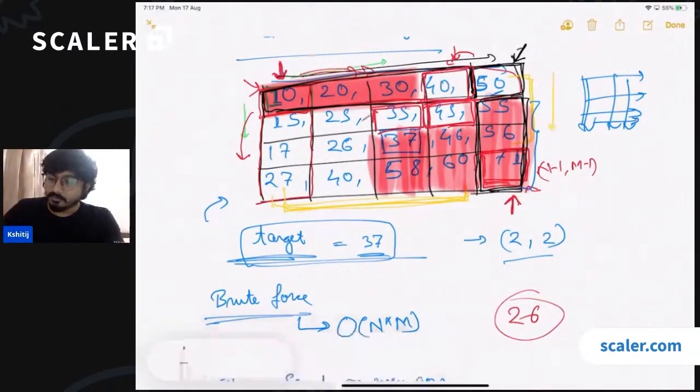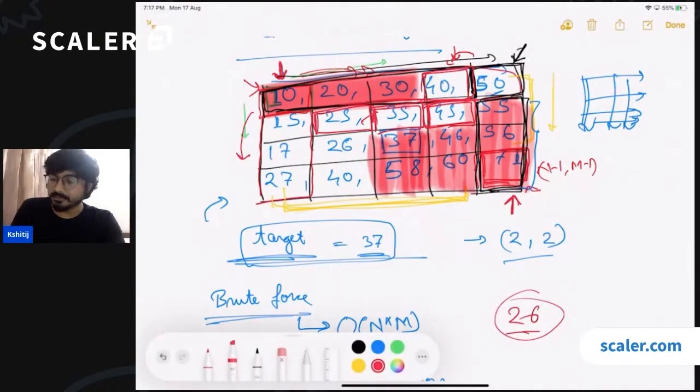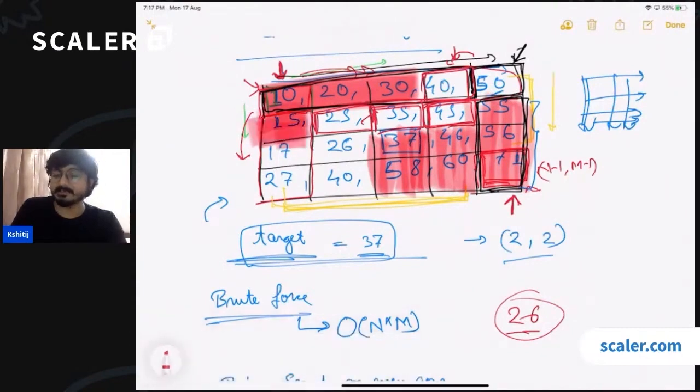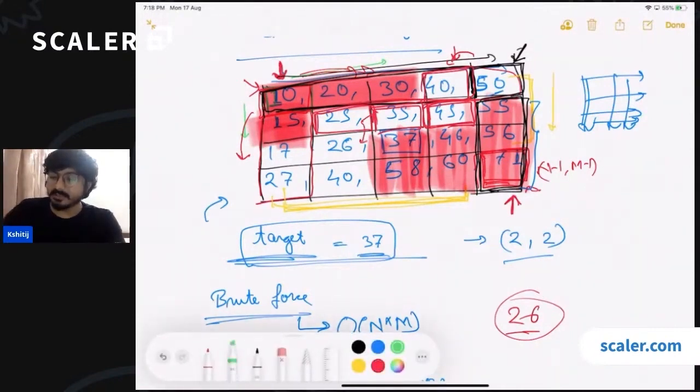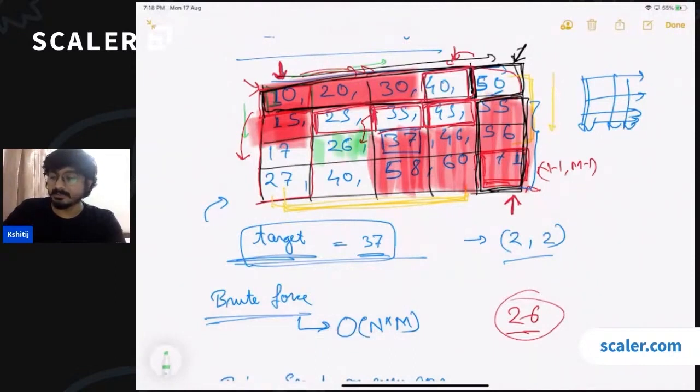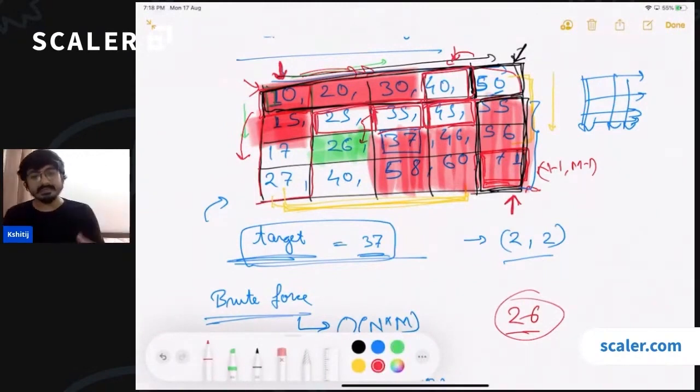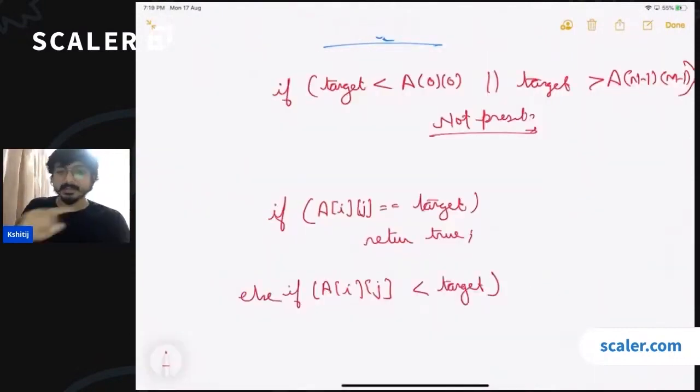So we move to 25. Currently I'm standing at 25, and I can see that 26 is bigger than 25. If 26 is bigger than 25, all the elements present here are useless for us, right? So we move down. When we move down, we figure out that this element is nothing but the target. So we have found the target. In every step, we are either able to discard a complete row or a complete column. So you will be running a loop.